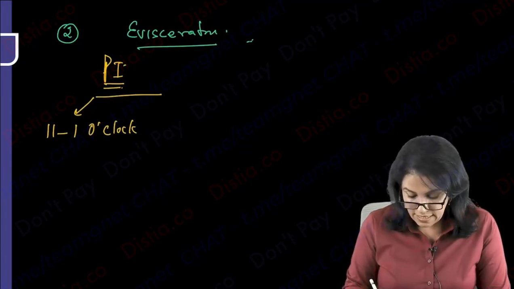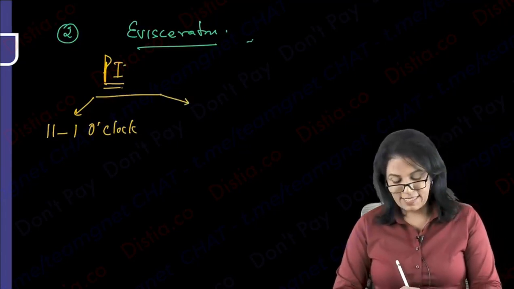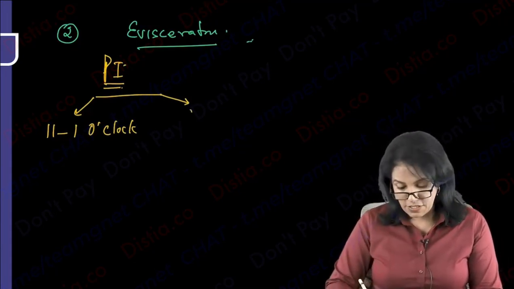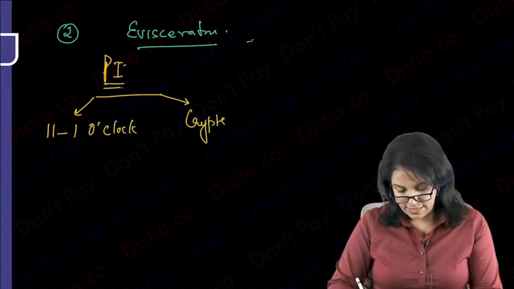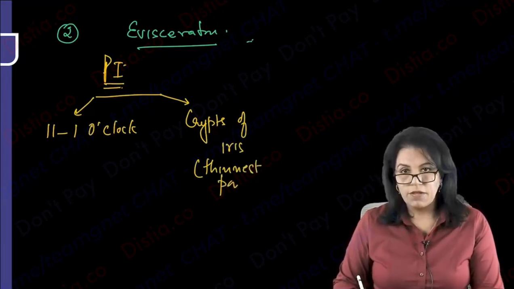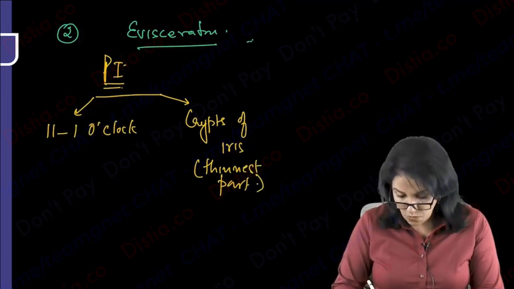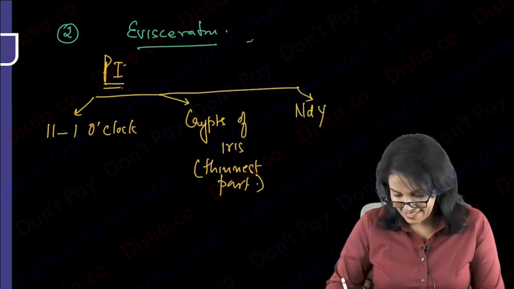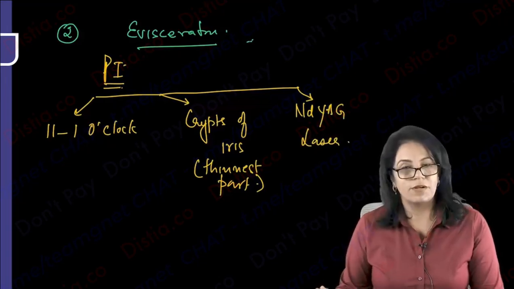Second, another important thing is where do you want to do it? The thinnest part of the iris. So we generally hit at the crypts of the iris, which is the thinnest part. Right. Of course we already know which laser is used. It is Nd:YAG. This is most important. We are using Nd:YAG laser for peripheral iridotomy.